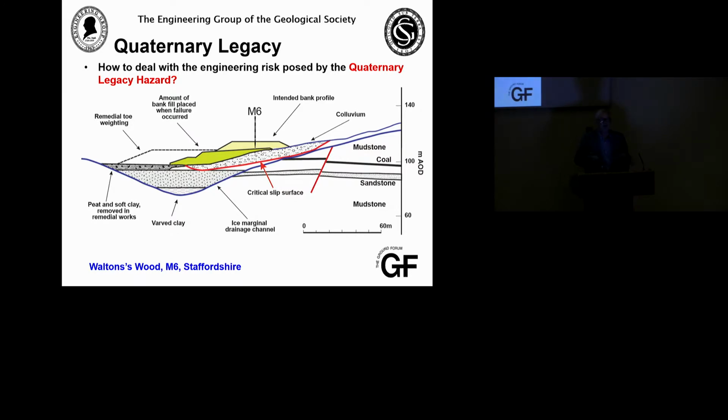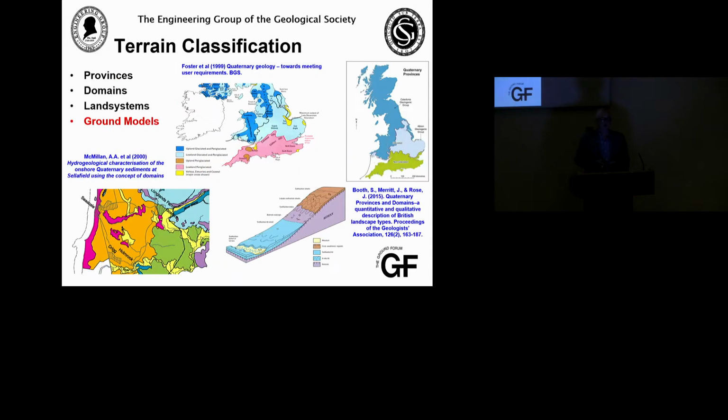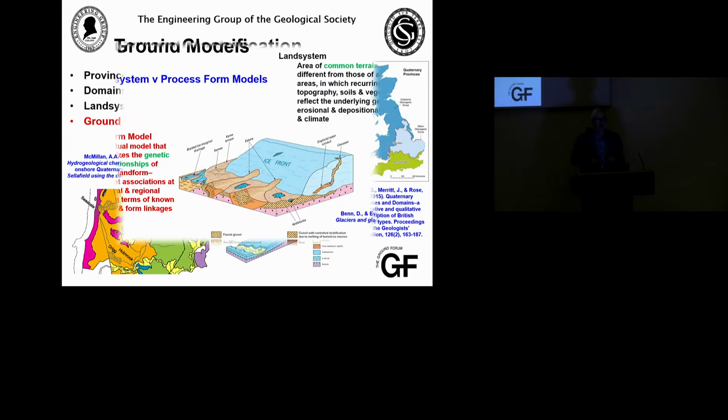So how do we then go about dealing with that engineering risk? What do we need to do in terms of the development of our particular ground models? We can start by taking a terrain classification approach. We can start at the macro. We can start looking at the extremely big picture, back to the potential areas that have been glaciated, areas that have been periglaciated. And then we can start to subdivide that from provinces down to domains into specific land systems, and then start to develop our engineering ground models. We can start to build through the building blocks that we have to appreciate what's the legacy that we might find in these particular environments.